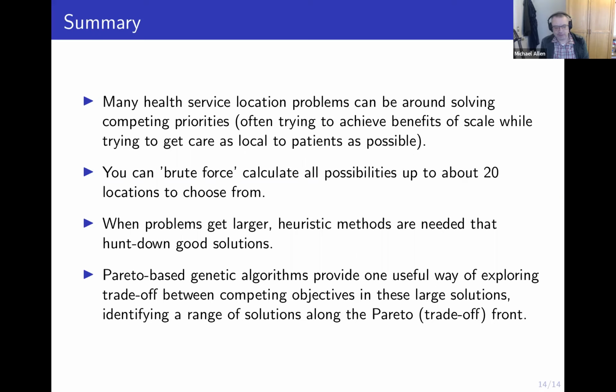So that's where we use heuristic methods, and Pareto-based genetic algorithms provide a useful way of exploring those trade-offs. We wrote our own bespoke one because we wanted to do some very particular work on this, but there are libraries that have got Pareto front genetic algorithms in. The main one probably being DEAP, which as a whole is probably the go-to Python library for a big range of genetic algorithms, though I'm sure other libraries also exist.